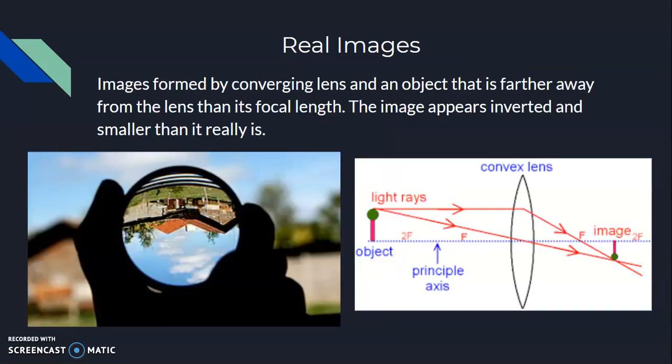There are three types of images that can be formed. First are images formed by convex lenses and an object that is farther away from the lens than its focal length. The image appears inverted and smaller than it really is. An object closer to the lens than its focal length will be upright and magnified.